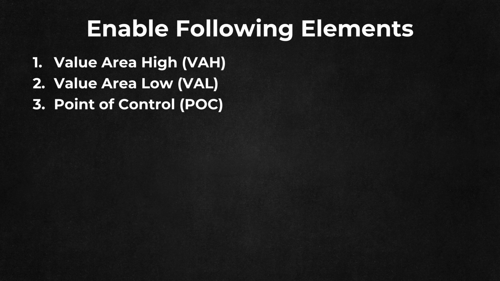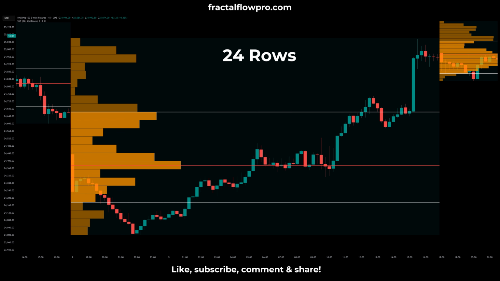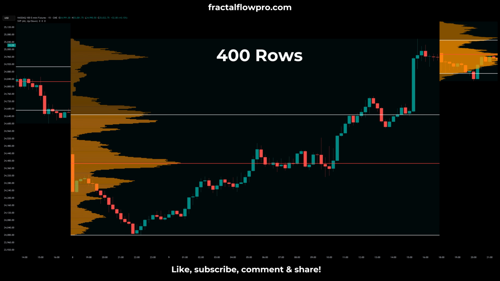Here we have a real example of how the number of rows affects precision. This is the session volume profile of Nasdaq in the 15-minute time frame. Here we see a profile with 24 rows, which provides low resolution. When we change the number of rows to 400, now the profile becomes a lot more detailed and precise. Notice that the point of control and value area extremes shift because of that, which can of course directly impact your trading decisions.